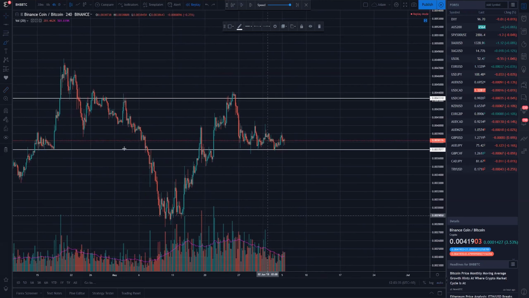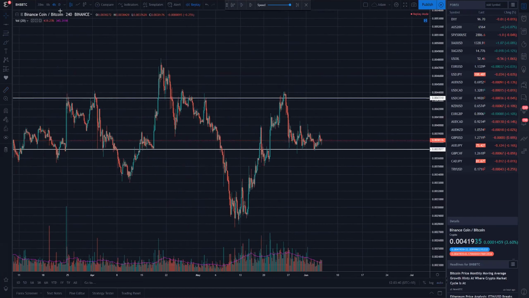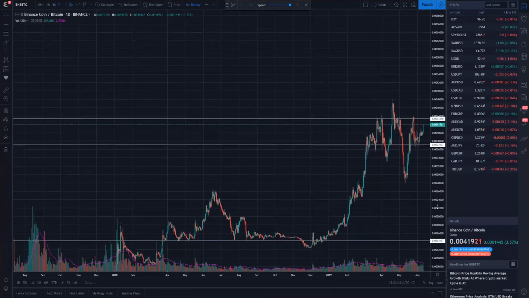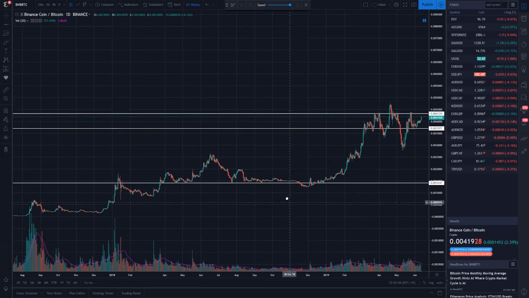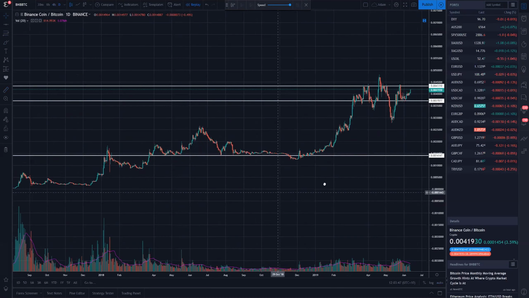Yep. All right, so what we're going to do now is we're actually going to zoom out to the 1 day scale, and let's have a look at some previous levels of resistance and support and how significant they were as we go left and have a look.